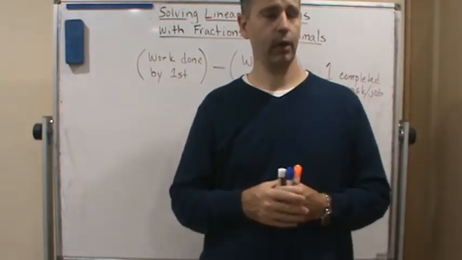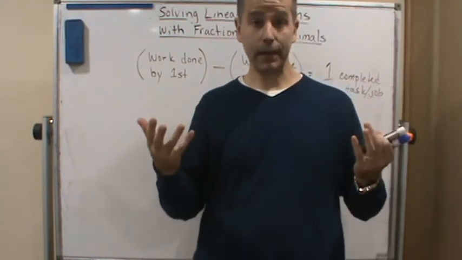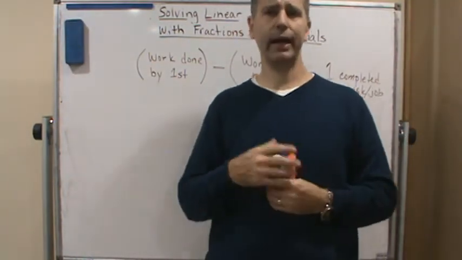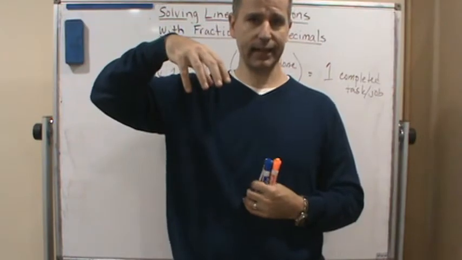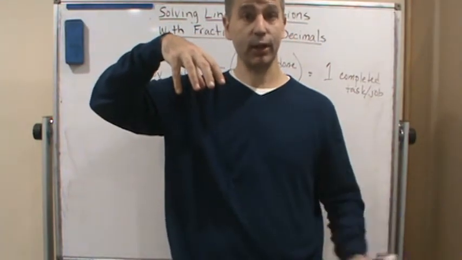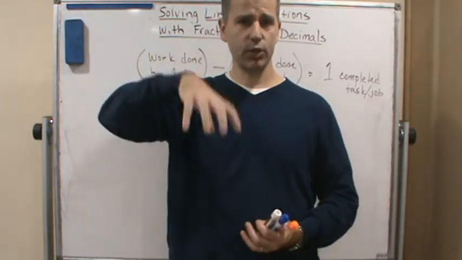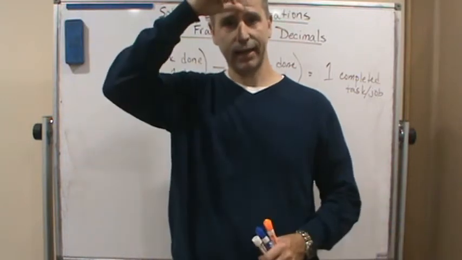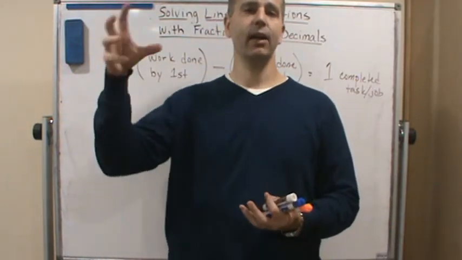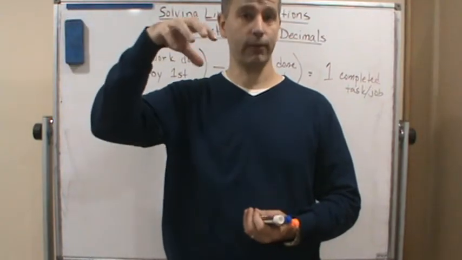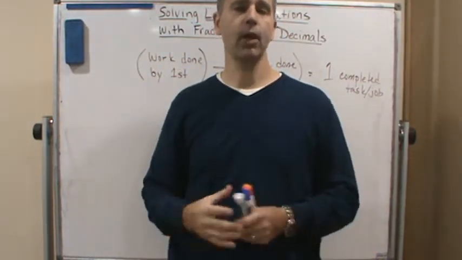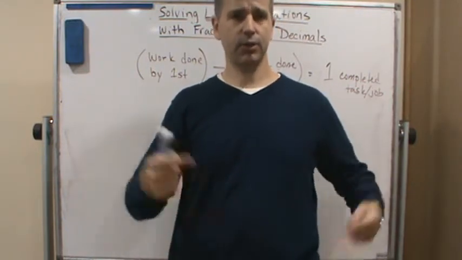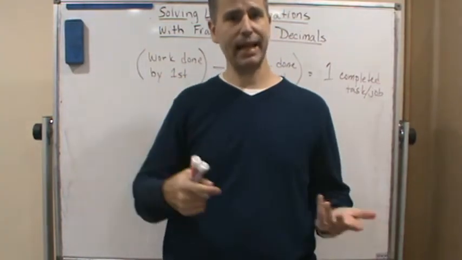But what if we have a situation where two machines or two people are working against each other in a sense? For example, what if instead of two pipes filling the same tank, one pipe was filling the tank and another pipe was emptying the tank, like a drain? As one pours water into the tank, the other takes water out. And let's say one does its work faster or slower than the other. Then we're going to approach that differently, because one is putting in and the other one's taking out.